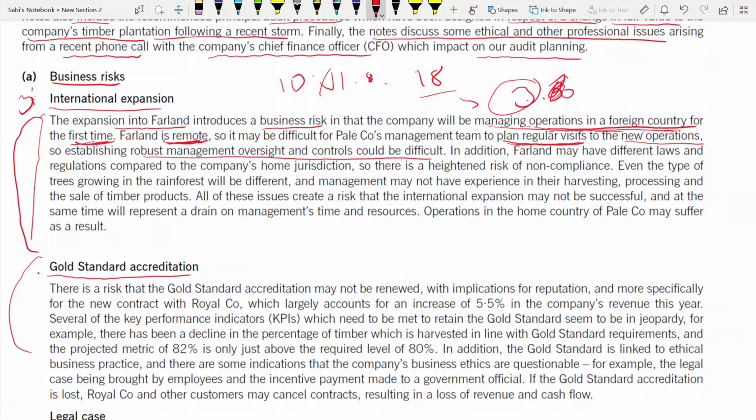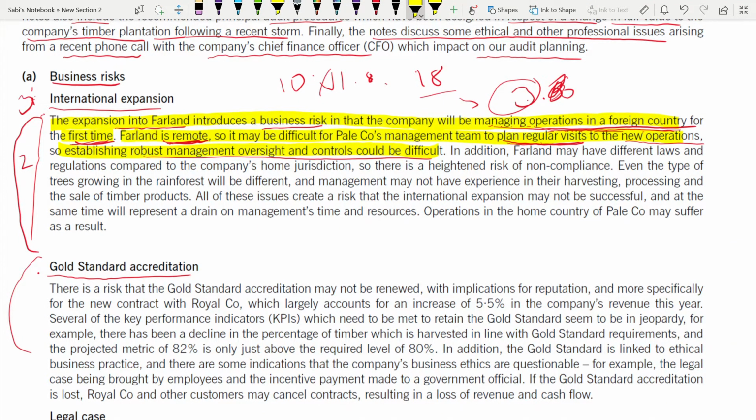If you give 2 points here under international expansion, that's enough. For example, the first one you told they are going to manage foreign operation for the first time. Second one you told planning regular visit is difficult. So if you write till here, let me highlight it for you, maybe it's easier. So this is the first point, this is the second point. So if you write till here, you still will get full marks. The 2 marks you will get.